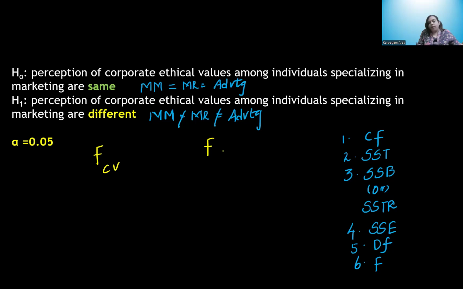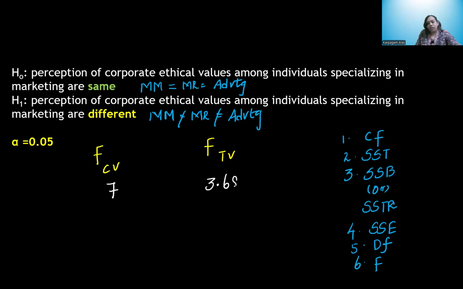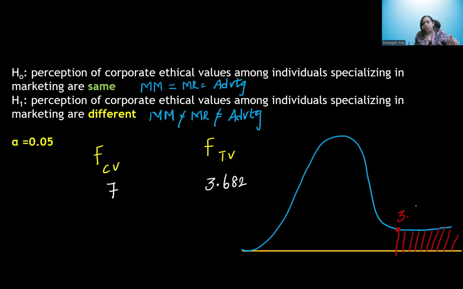F calculated value, F table value. F calculated value stands at 7. Table value we need to find out. This is the F table value. You have 2 degrees of freedom, numerator and denominator. Numerator is always for the treatment and denominator is always for the sample. Degrees of freedom for the treatment, it's 2. What is the degrees of freedom for the sample? 15. The intersection value is called the F value. The intersection value is 3.682. The table value stands at 3.682.